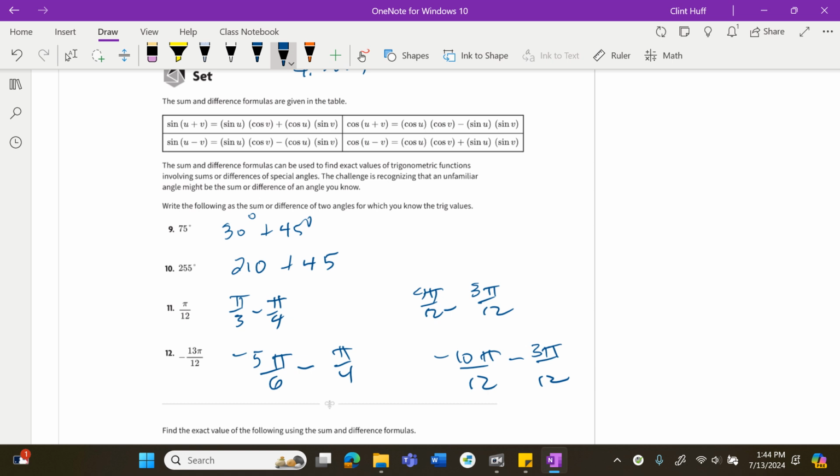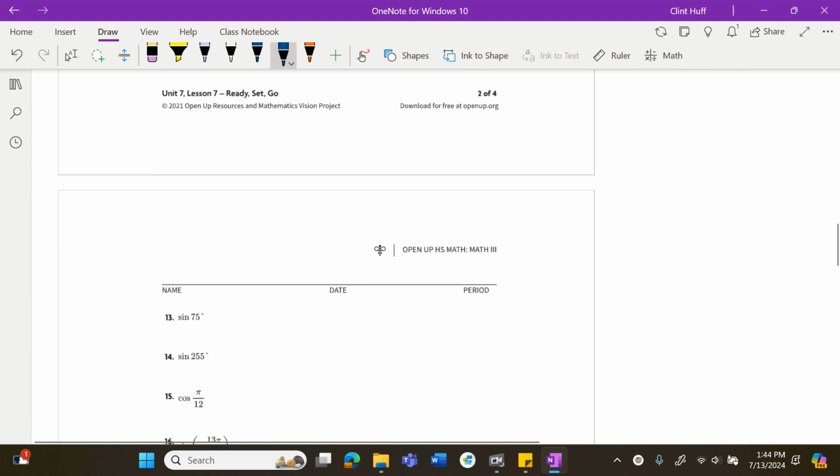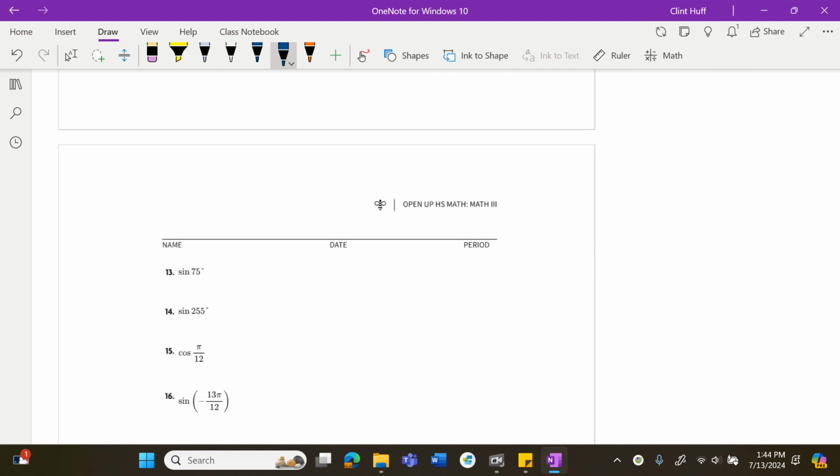So my suggestion here would be to notice that your denominator is 12. Create two fractions that have denominators of 12 with the pi's, and then try to figure out from amongst the angles you know what could subtract to get that negative 13. All right, so using these going forward, this is a fair amount of work with these.